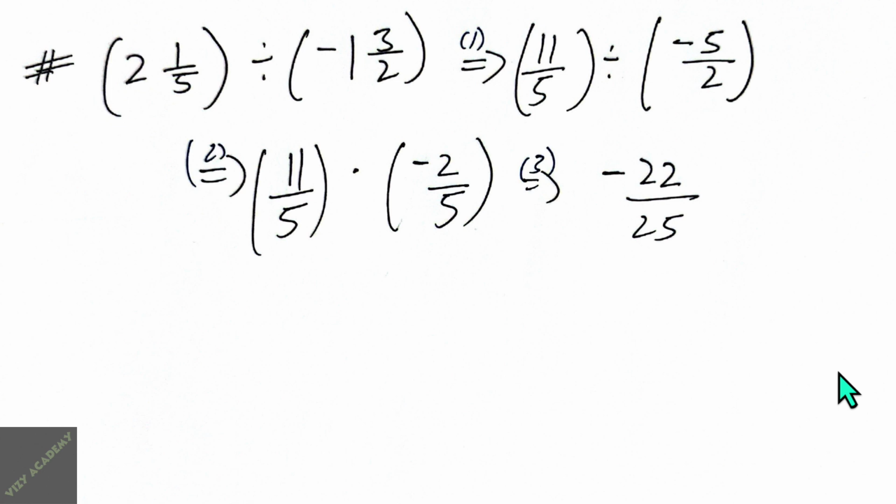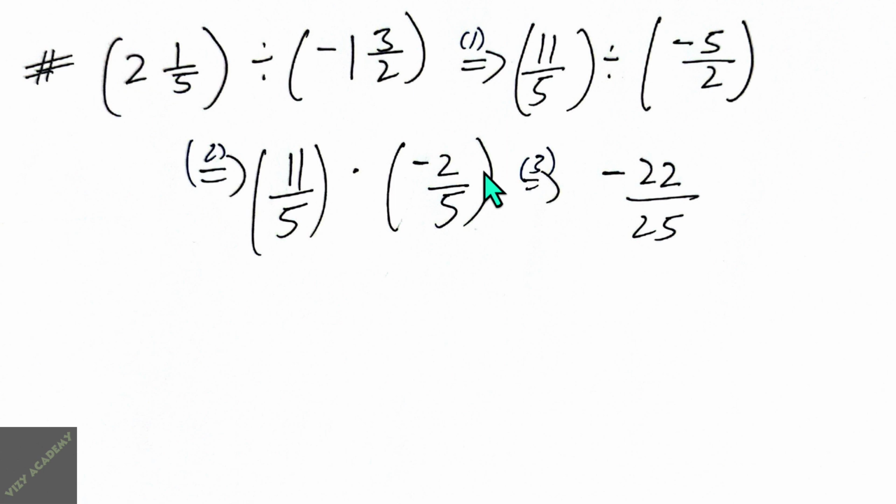When it comes to dividing a mixed fraction or any fraction, we change the division sign to multiplication and flip the fraction. So the numerator becomes denominator, denominator becomes numerator. This only happens after the division sign. So 2 1 by 5 divided by negative 1 3 by 2. So this is 11 over 5 divided by negative 5 by 2. Same concept we have applied as explained before. Now the division sign will change to multiplication and we will flip the fraction. The negative sign will stay in the numerator. So 2 becomes the numerator and 5 becomes the denominator.